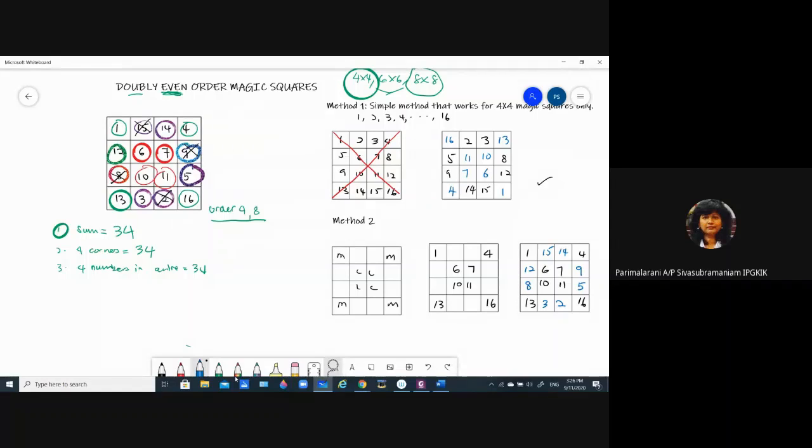If you check each row, how much do you get? 34. Yes, so each row, each column, and each diagonal is 34. If you look at both these magic squares, they are both different, right? You have filled the same numbers, but they are both different magic squares. So there can be many ways of filling magic squares.